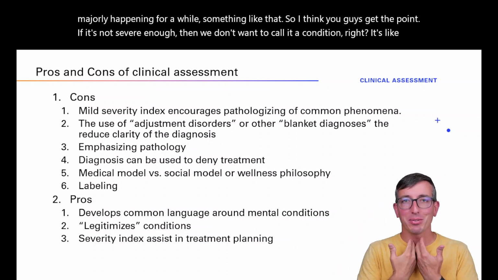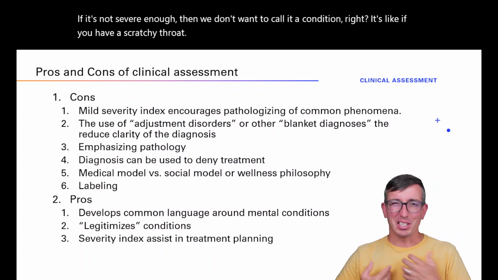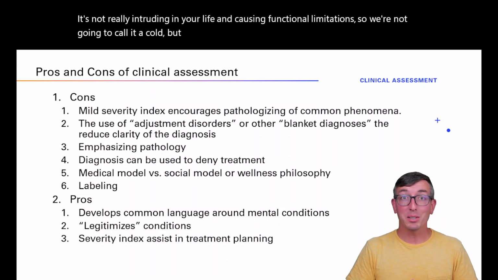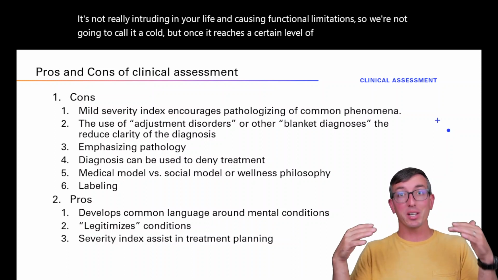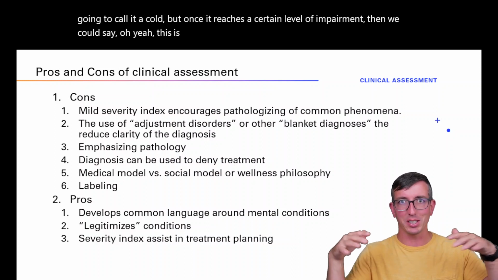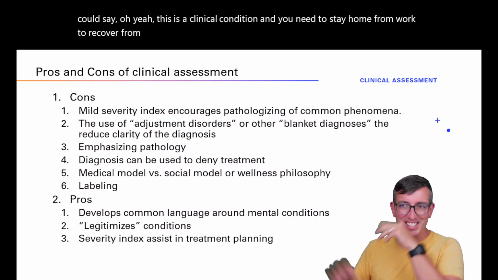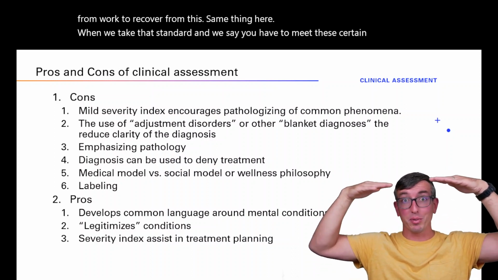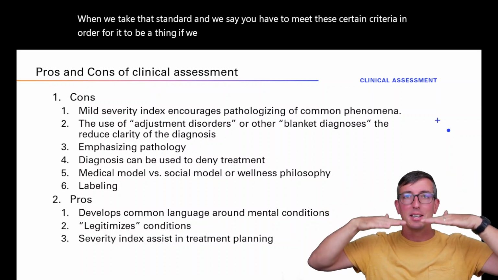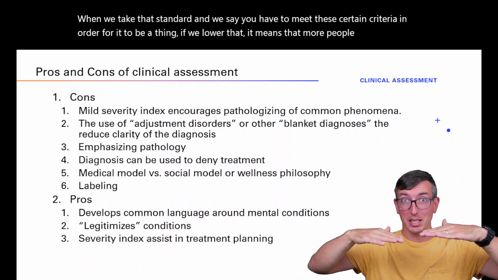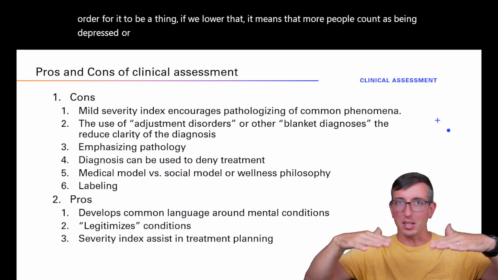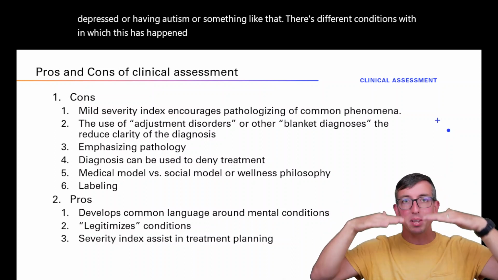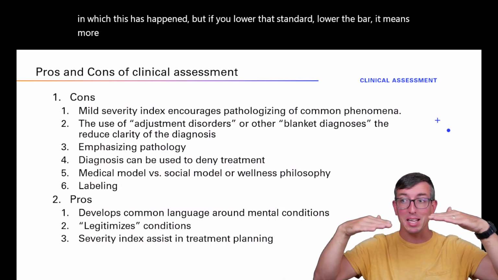It's like if you have a scratchy throat, it's not really intruding in your life and causing functional limitations, so we're not going to call it a cold. But once it reaches a certain level of impairment, then we could say, oh yeah, this is a clinical condition and you need to stay home from work to recover from this. Same thing here. When we set a standard that you have to meet certain criteria for it to be a thing, if we lower that, it means that more people count as being depressed or having autism or something like that. There are different conditions in which this has happened. But if you lower the bar, it means more people are going to meet that criteria.